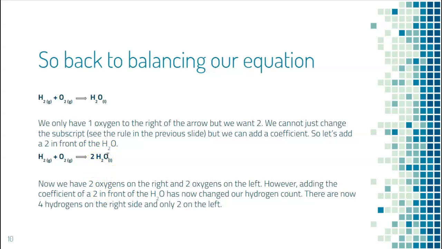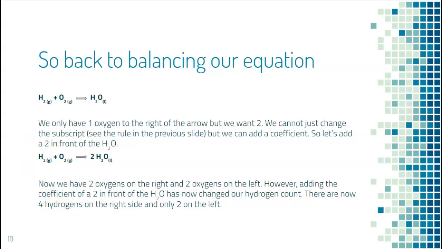Perfect. But some of you may have picked up on something. If this number applies to everything behind it, this number also applies to the hydrogens. So now I have 2 times 2. I have 4 hydrogens on the right side because I have 2 water molecules, right? It's H2O, so there's 2 hydrogens in one and another 2 in the other, so 2 plus 2 is 4. I have 4 hydrogens on the right now and only 2 on the left. Oh no.